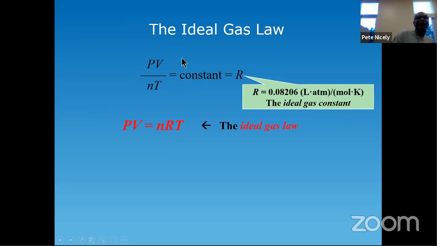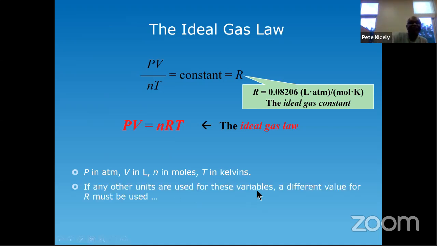So you can express the ideal gas law this way, or more familiarly expressed this way in most textbooks, right? So this is the ideal gas law. And of course, you have to be careful about the units. So if R has this value, the pressure would have to be expressed in atmospheres, the volume in liters, n in moles, and T in Kelvin.